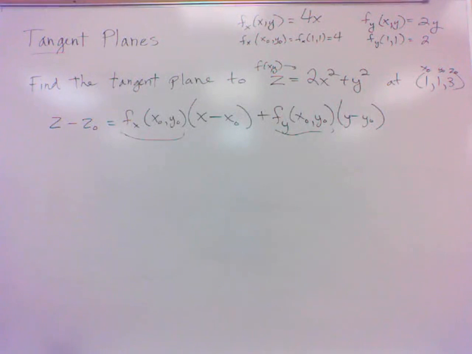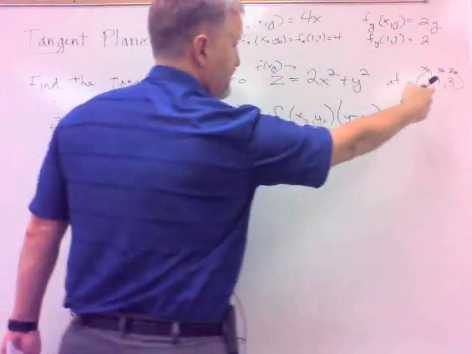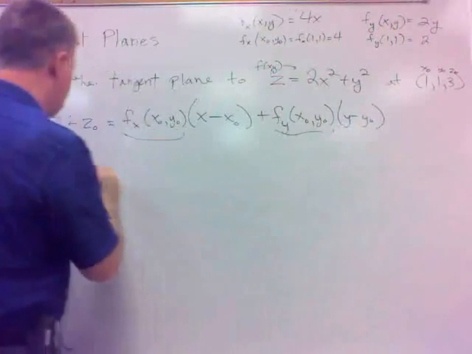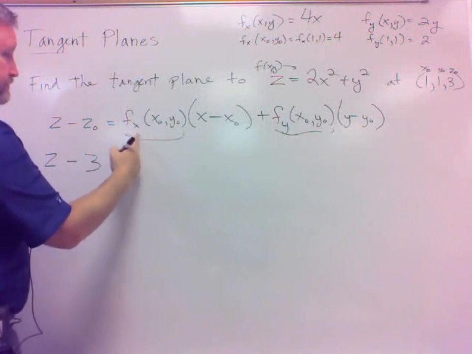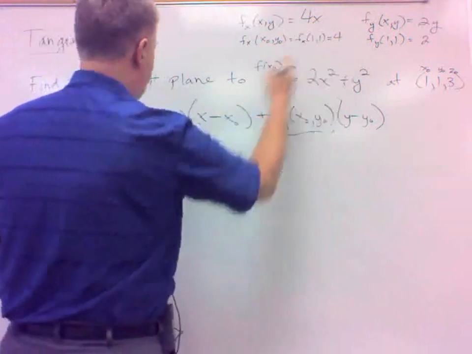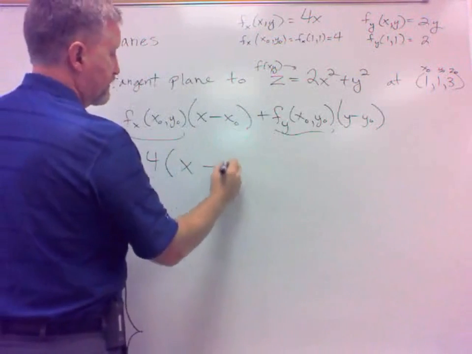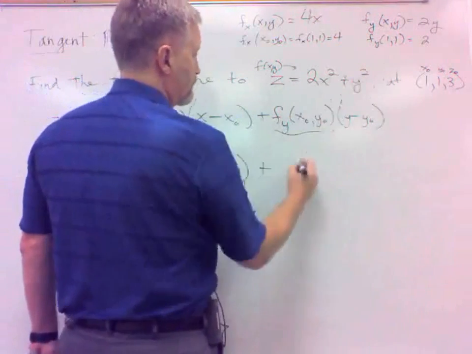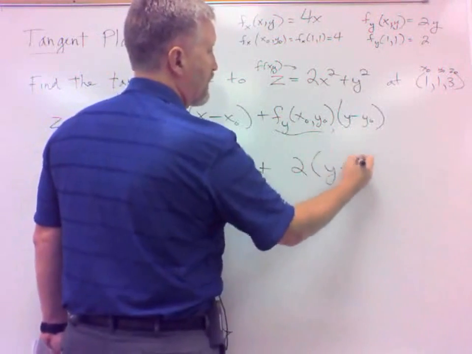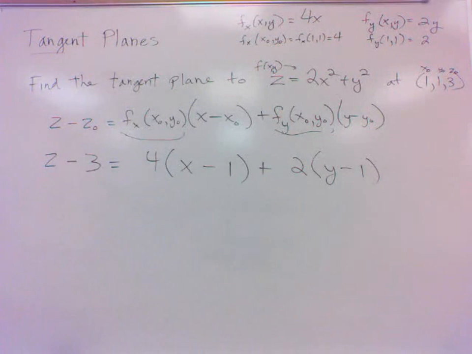Pretty much got it, don't we then? So the plane would be z minus z0. Like I said, it was nice and gave us that too. Z0 is 3. We've already computed the partial with respect to x at x0 is 4 times x minus x0, that's our 1. This turned out to be 2, and then the y minus y0, so that'd be 2 times y minus 1.